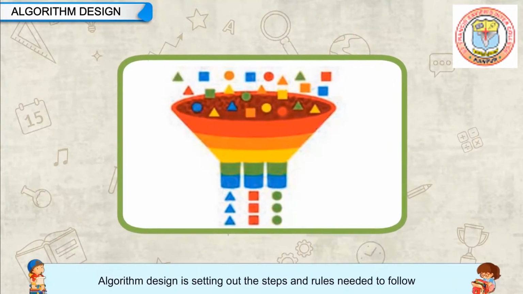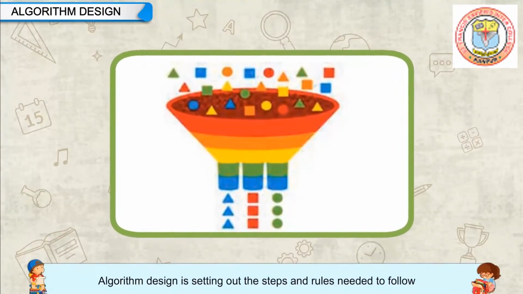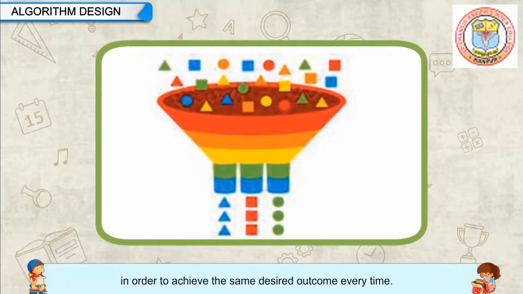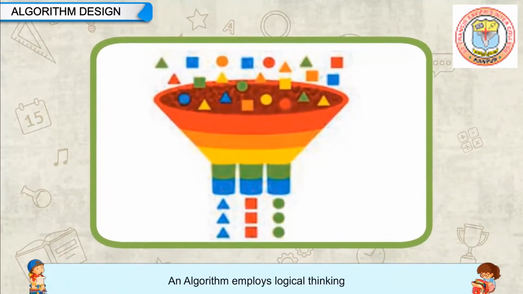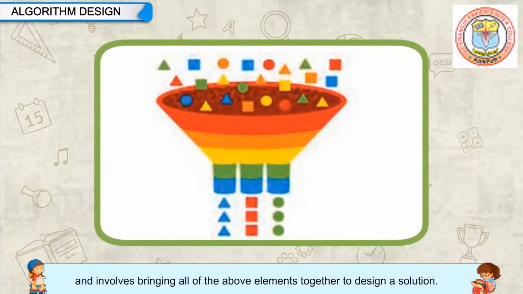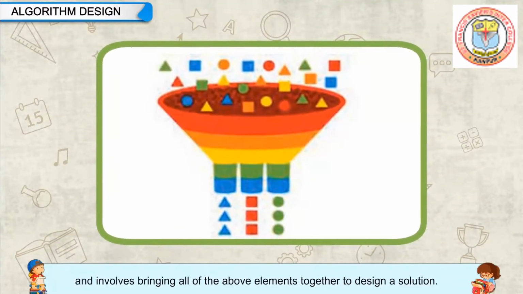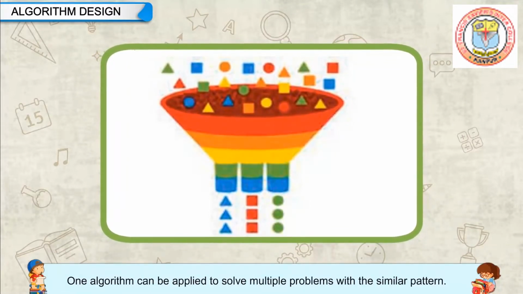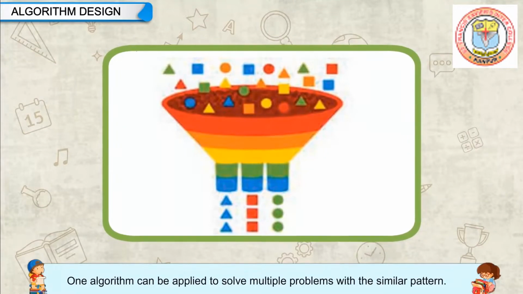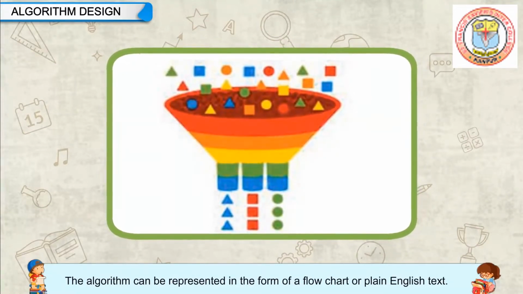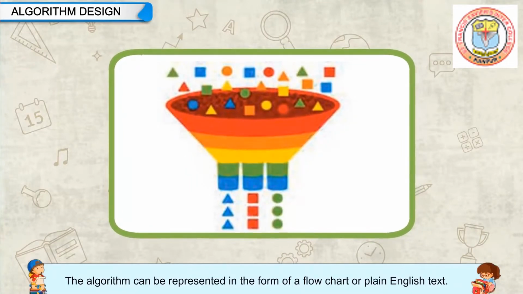Algorithm design. Algorithm design is setting out the steps and rules needed to follow in order to achieve the same desired outcome every time. An algorithm employs logical thinking and involves bringing all of the above elements together to design a solution. One algorithm can be applied to solve multiple problems with a similar pattern. The algorithm can be represented in the form of a flowchart or plain English text.